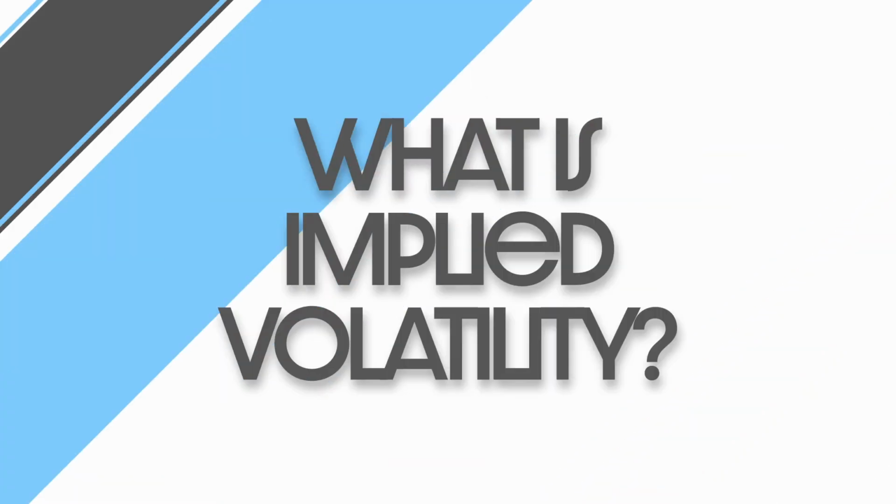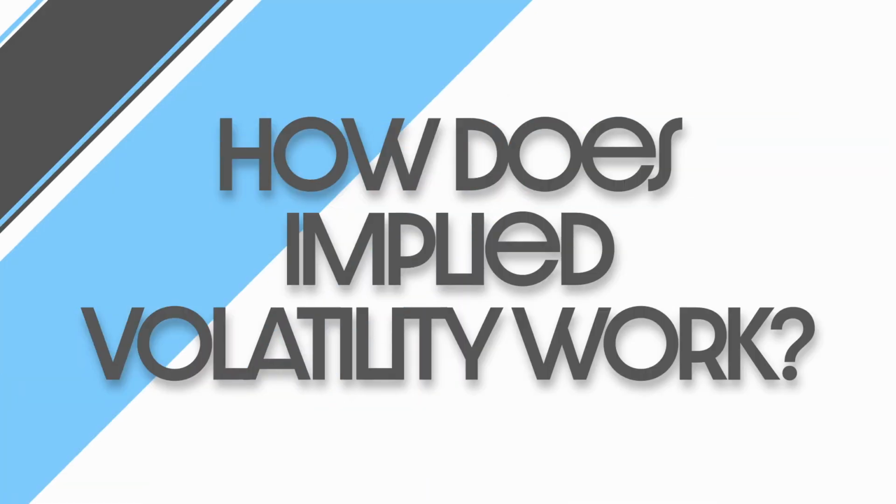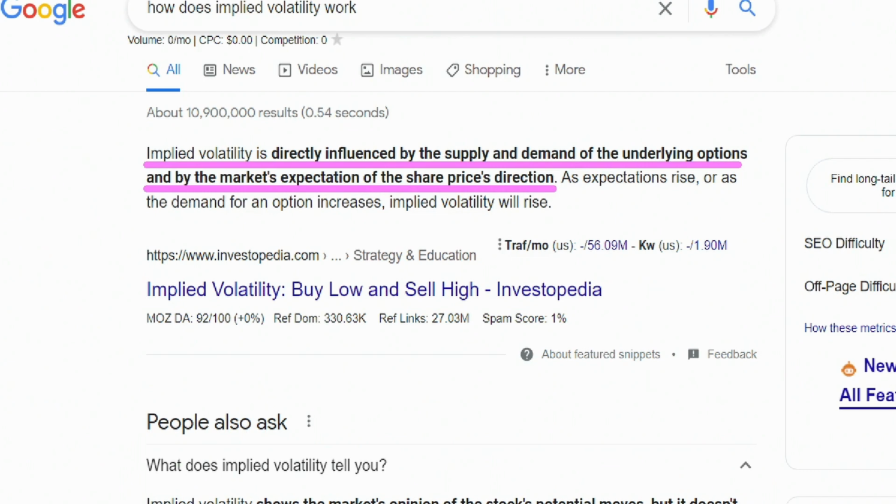What is implied volatility? Implied volatility is the edge option makers use to collect premium from you and then deflate that premium, putting the odds in their favor. How does implied volatility work? Implied volatility is directly influenced by the supply and demand of the underlying options and by the market's expectation of a stock's price direction. And this is 100% true. Implied volatility is a directional indicator.